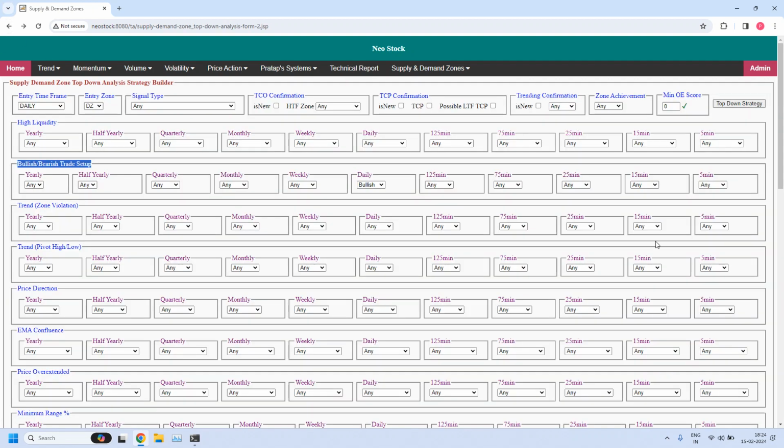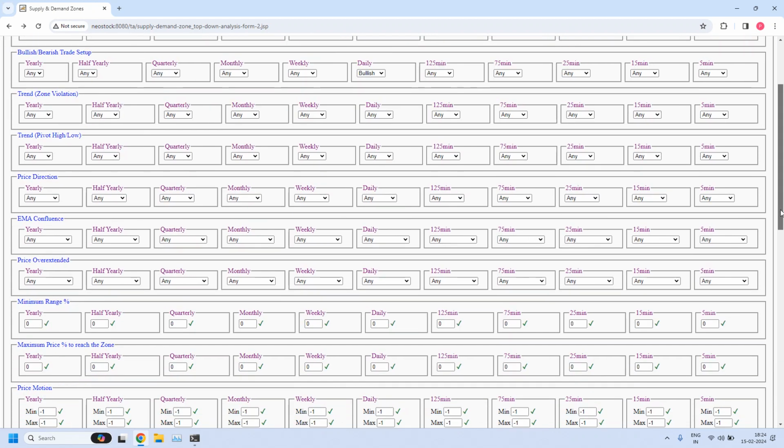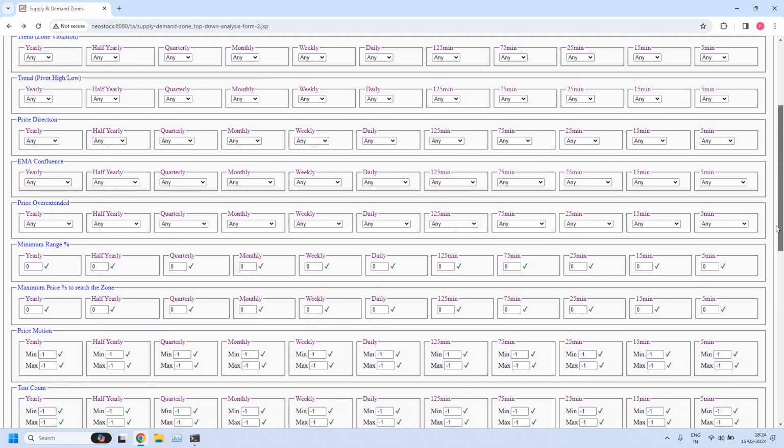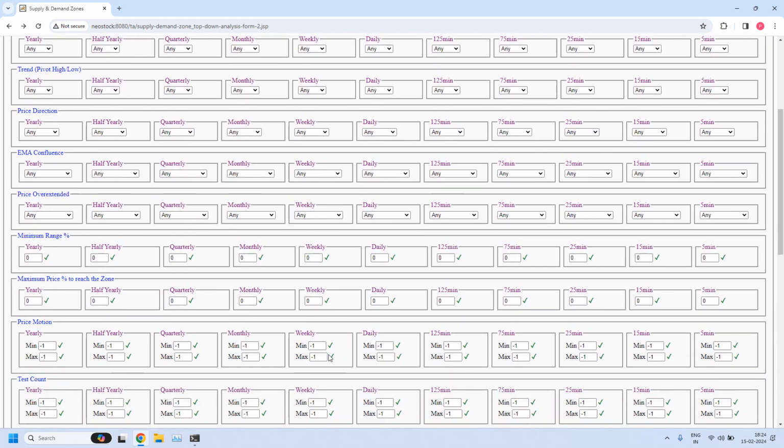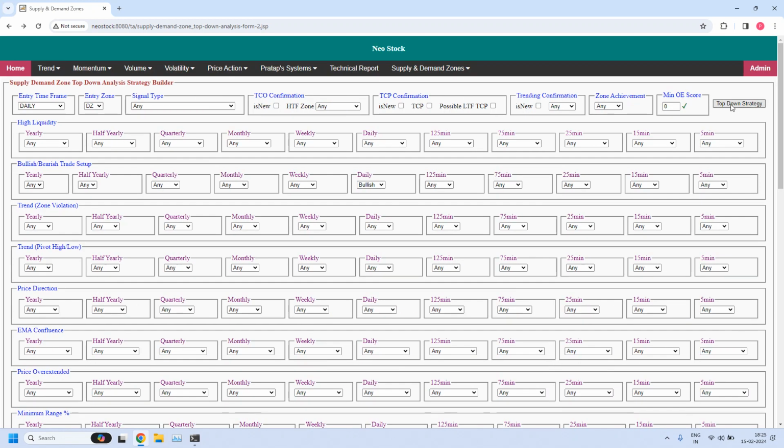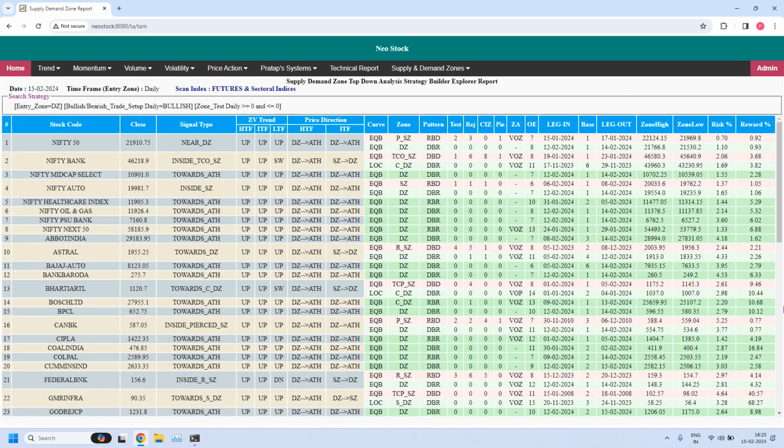For that, go back to the strategy builder. There, just scroll down to a parameter called test count. See the last parameter in this page, test count. So on daily time frame, I am setting 0, 0. Minimum value 0, maximum value 0. That means only the zones having test count 0 will be filtered. So let me click on top-down strategy.